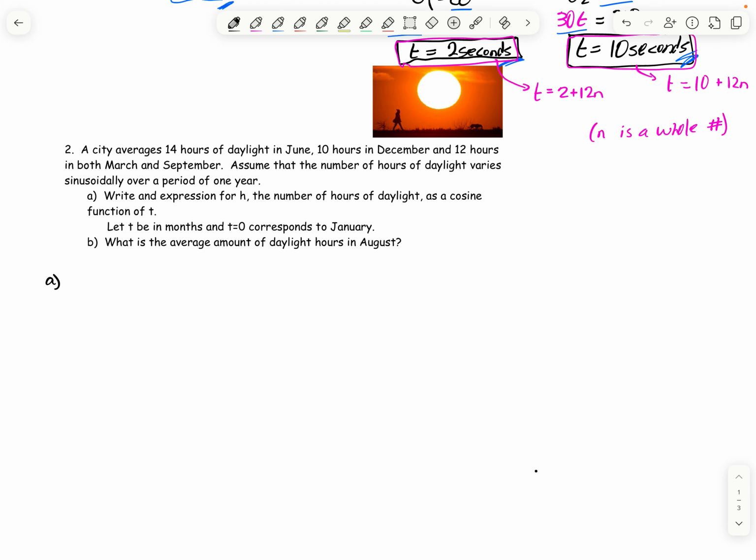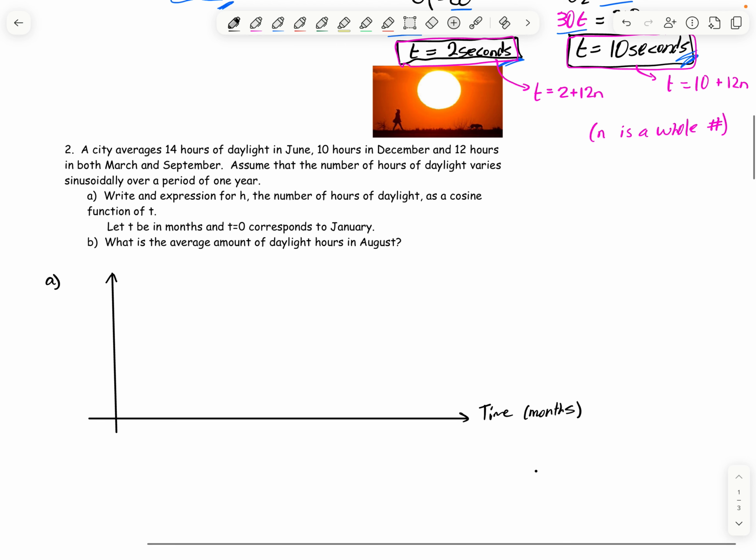Okay. So just to help us graph this, it's always a good idea to draw a sketch. Again, it's not asked of us, but it's good practice. So let me just draw our sketch here. This is going to be time in months, and then this is going to be hours of daylight in hours.